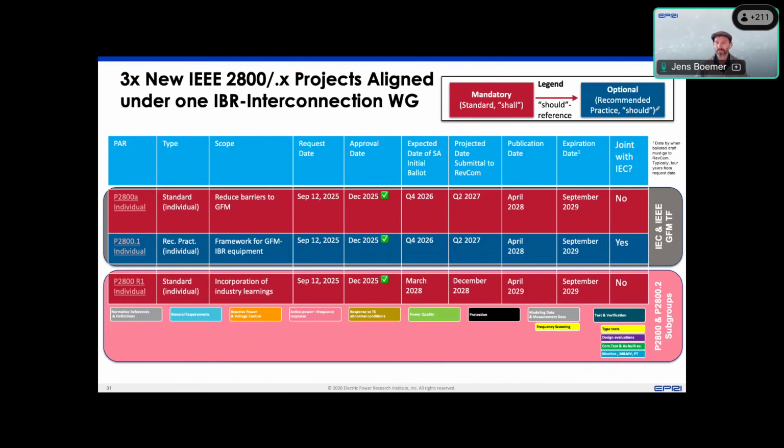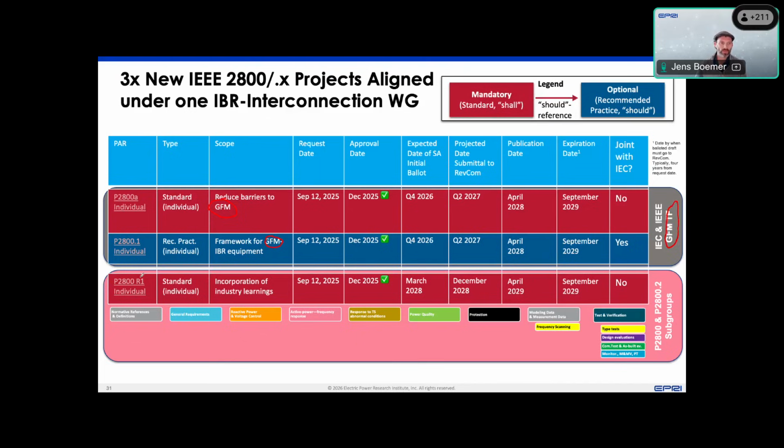So here are the 3 projects that Andy already mentioned in his presentation about updating 2800.2. We have 3 projects approved now. P2800A and P2800.1 are the 2 projects that relate to grid forming barriers and grid forming recommended practices. Those are driven by the Grid Forming Task Force and also by 2 additional subgroups in the IBR Interconnection Working Group.